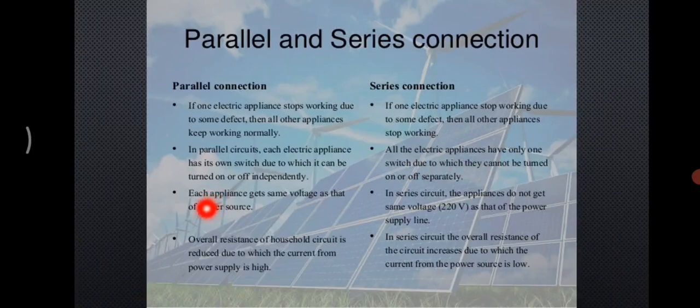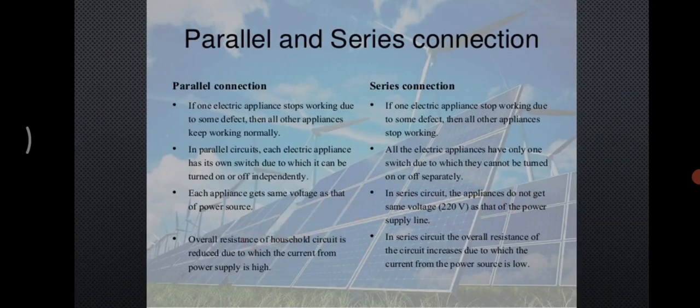Next, in parallel connection, each appliance gets the same voltage as that of the power source, because they are connected directly to the source. But in series connection, the voltage gets divided. Whereas in parallel connection, current gets divided. In series connection, current will not get divided. This is the thing you are going to remember. In parallel connection, voltage will remain constant. In series connection, voltage gets divided. So you have to remember this one.